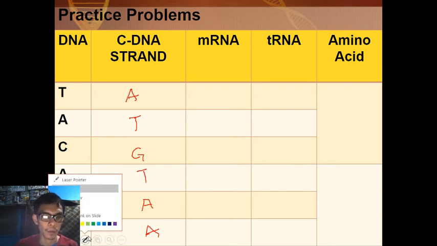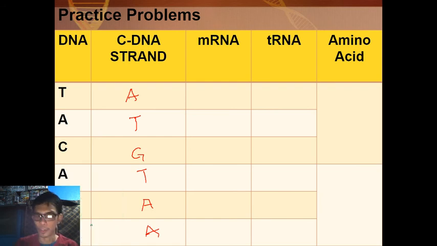Next one. So we have green one for the mRNA. So in the mRNA, alright, so we just copy this one. So we have A, we have U, we have G, we have U, we have A, and we have A. So there you go.